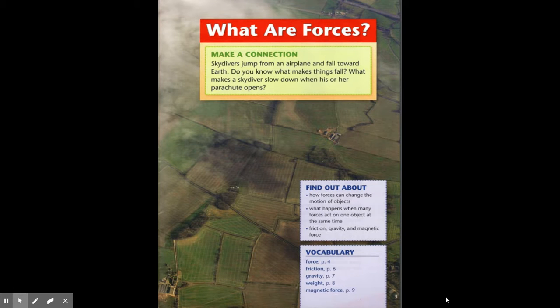Hi, boys and girls. This week we are starting our unit on force, motion, and energy. I'm going to read a few pages from the textbook for you.